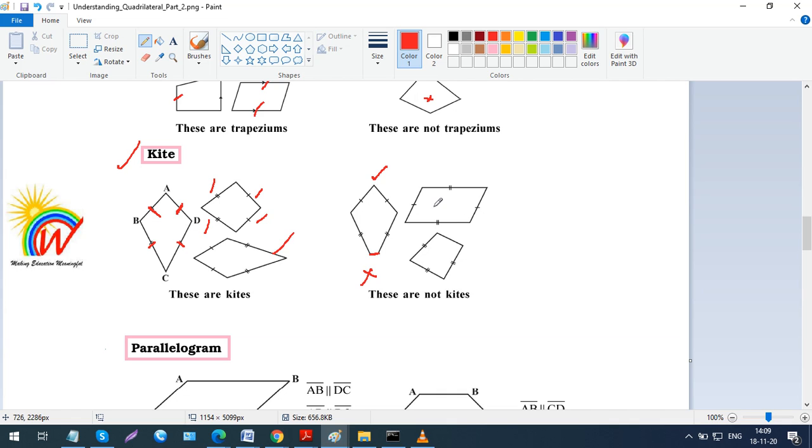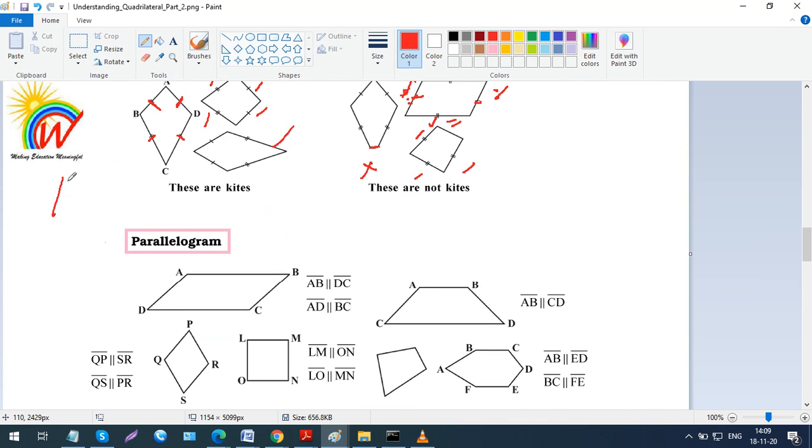Here the opposite sides are parallel, and according to the kite, the next-to-next sides are supposed to be equal. Here the opposite sides are equal. See, this and this are equal, and this and this are equal. This is not a kite. A kite should have the next-to-next sides equal. Here three of the sides are equal, so that's also not a kite. A kite should look like an exact kite, like the kite which we fly.